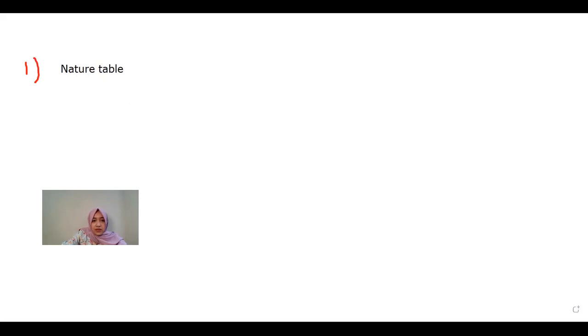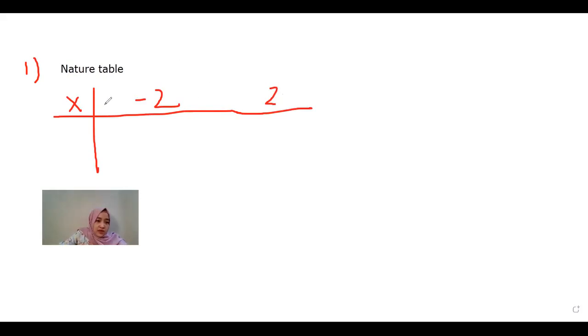Okay, so the nature table is really simple to remember. We have x values of -2 and 2, right? So then I give some space between those numbers, and also on the left side and right side of those numbers. Because here we will do some tests, you can use other numbers. What is a number that is less than -2? You can test it with -3 or -4 or -5, that is okay.